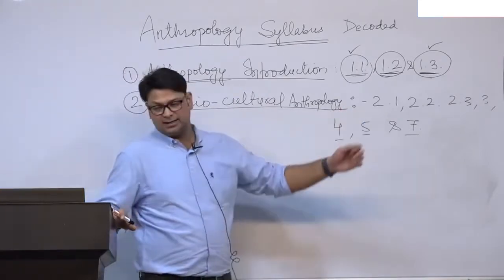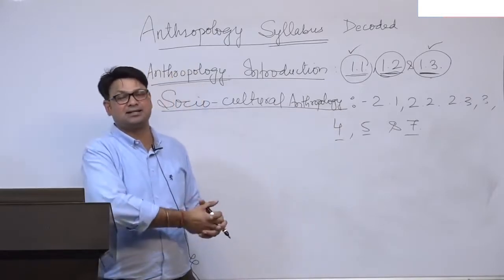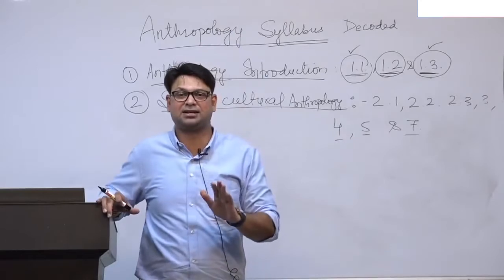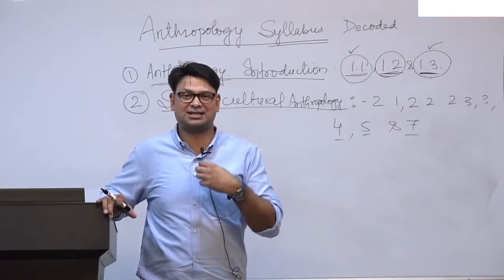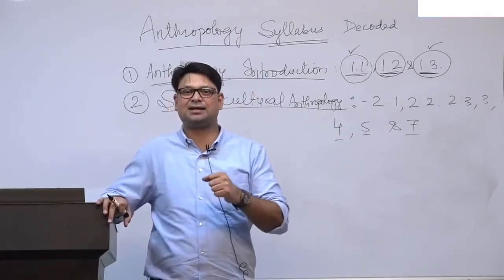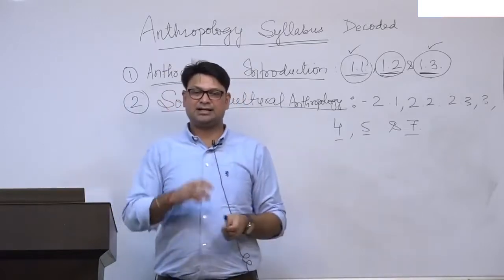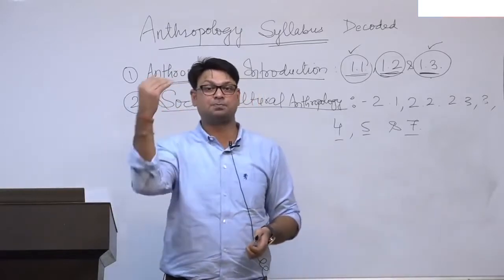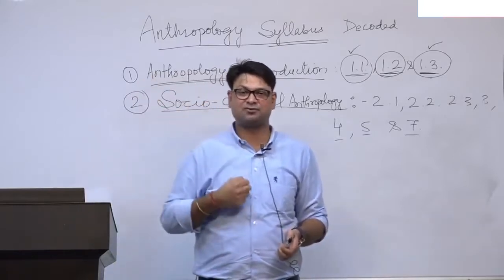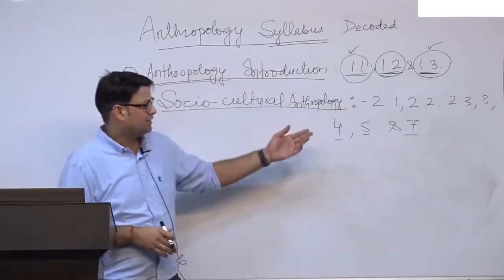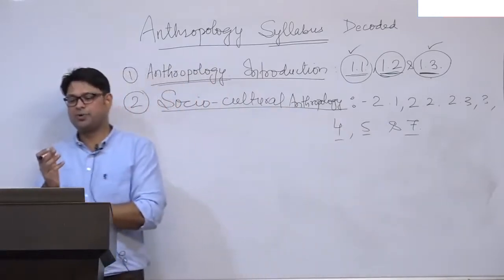Okay, then ethnocentrism and cultural relativism. Ethnocentrism is basically judging others from your own cultural biases, and cultural relativism is just opposite to it, that understanding others from their own perspective without judging from our own biases or value loads. So this is topic 2.1.